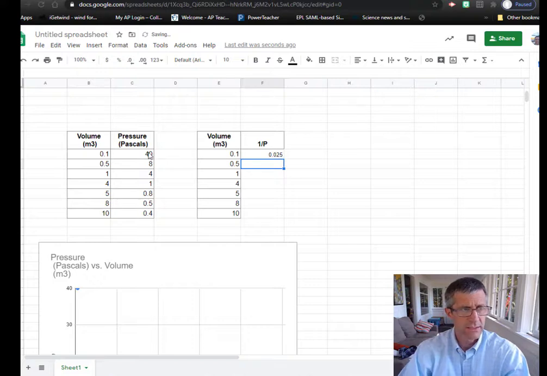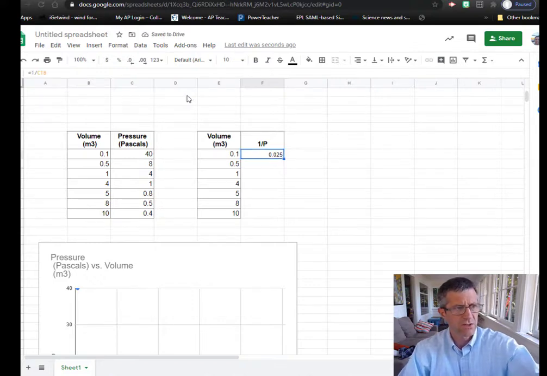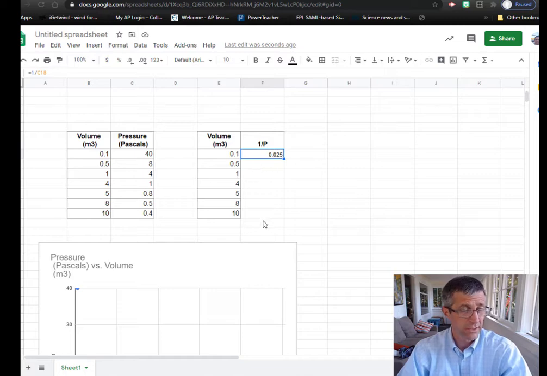Right? Note it did the calculation for me. If I highlight this cell up in this upper left-hand corner, you can see this is the calculation that it did. I said equals 1 divided by that cell, turns out to be C18. Then when I hit enter, it did the calculation for me. So I can do that calculation again and again the same way, or this is the magic.